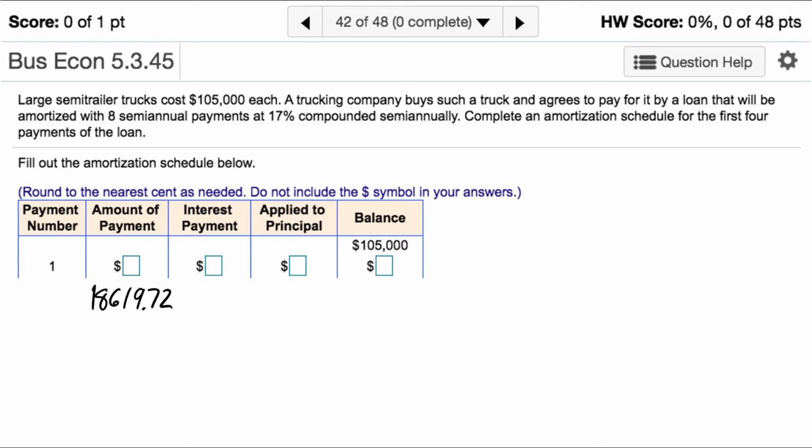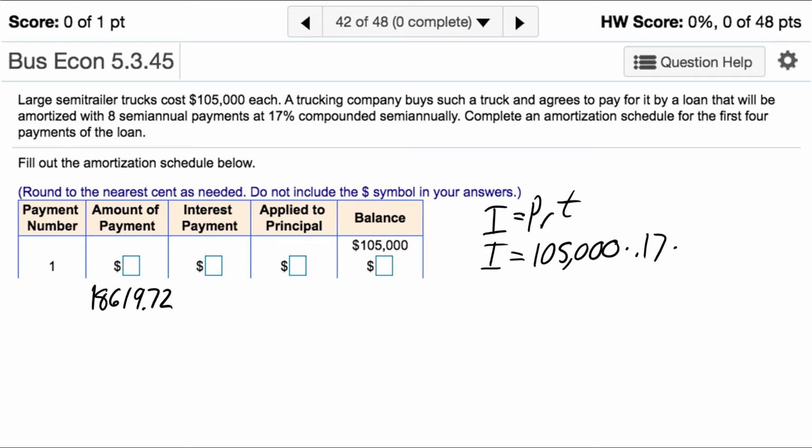So remember, simple interest is I equals PRT. So to find our simple interest here, the principal is the amount on balance. In this case, that is the full $105,000. It has nothing to do with the payment. Simple interest has nothing to do with how much that payment is. So the principal is $105,000. The rate, 17%, so 0.17, and then times time.